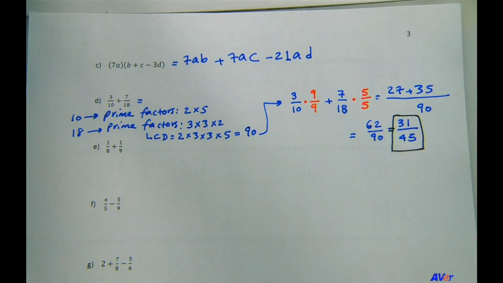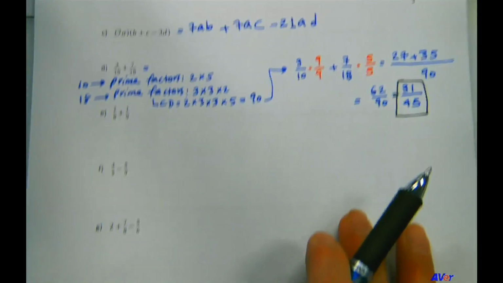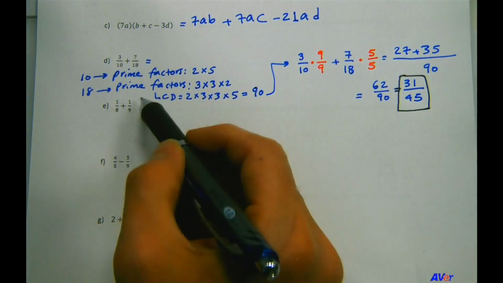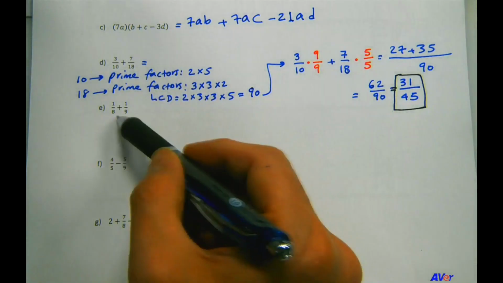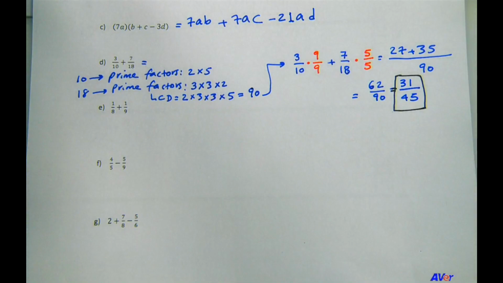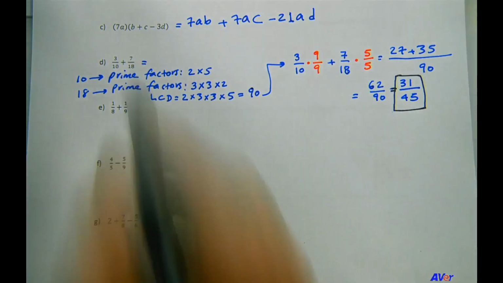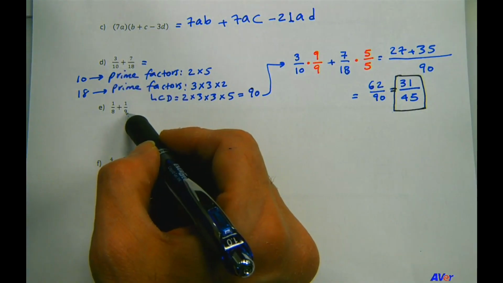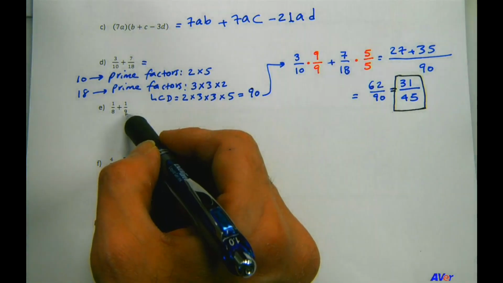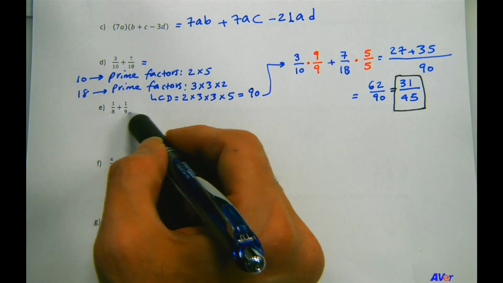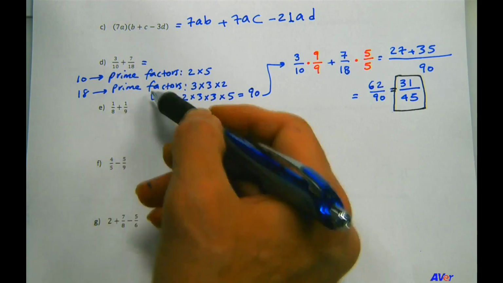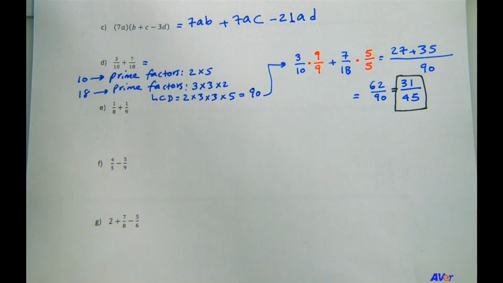Okay, we do the same thing here. But this time I'm going to let you guys find the common prime factors here in order to find the LCD. So 8 has prime factors 2 and 2 and 2. So 2 cubed, right? And 9 has prime factors 3 and 3. So 2 times 2 times 2, which is 8, times 9, so 72. 72 is the LCD here.